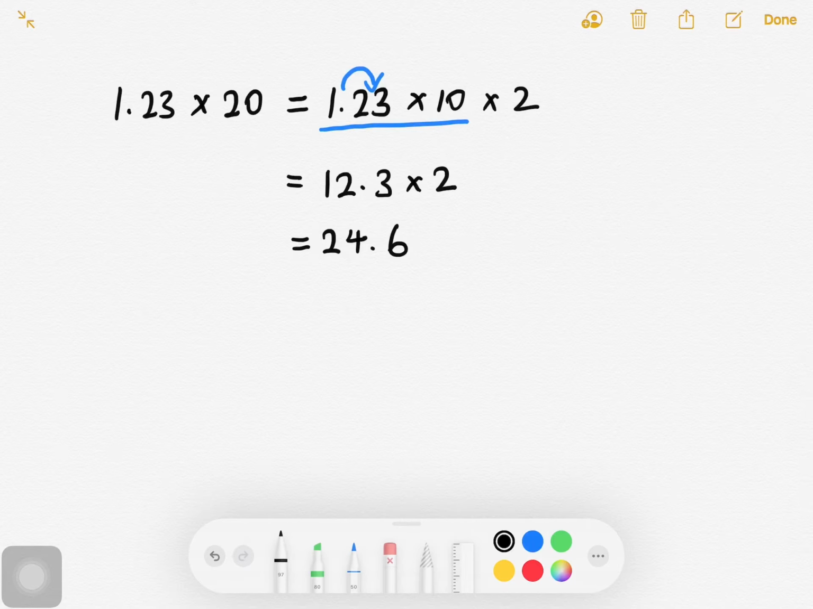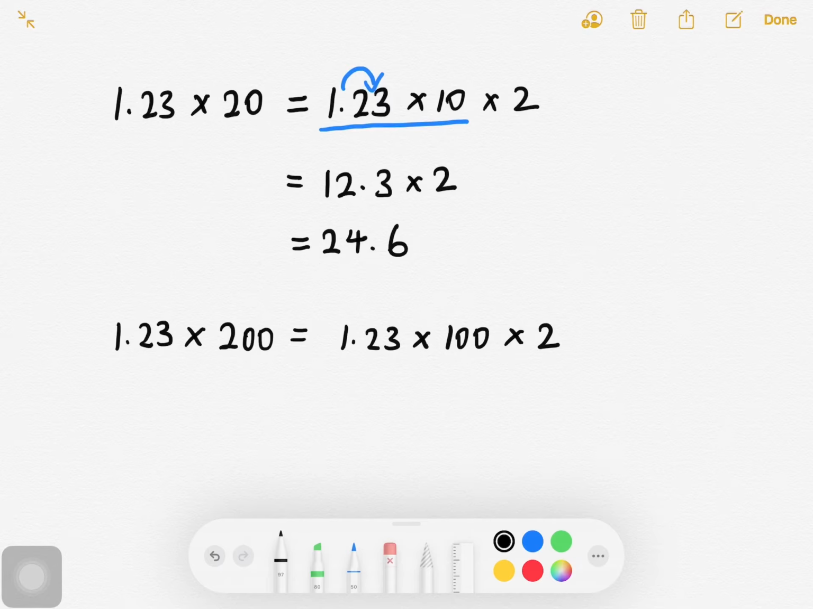Following the same procedure, what happens if I have 1.23 and I want to multiply by 200 now? The same thing. 1.23 times 200 is equal to 1.23 multiplied by 100 and multiplied by 2. I will do my shifting of decimal point first. Multiply by 100, I will shift my decimal point two place values to the right, and I will get 123. Don't forget to multiply by 2, I will get 246.